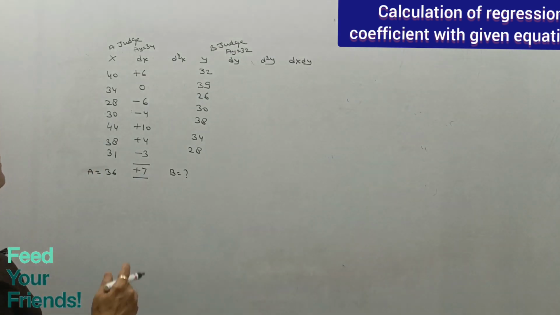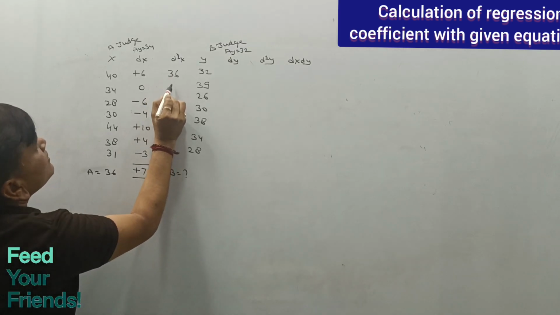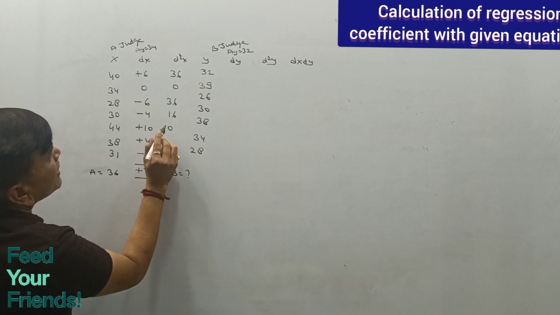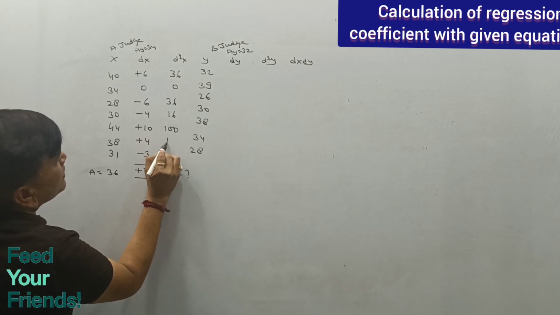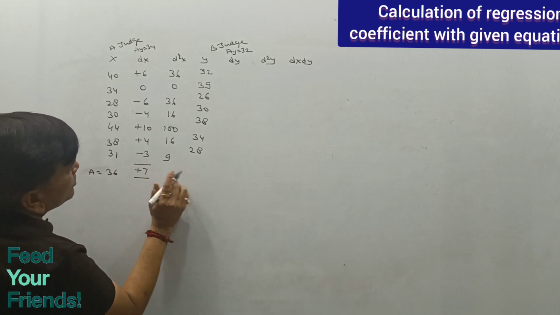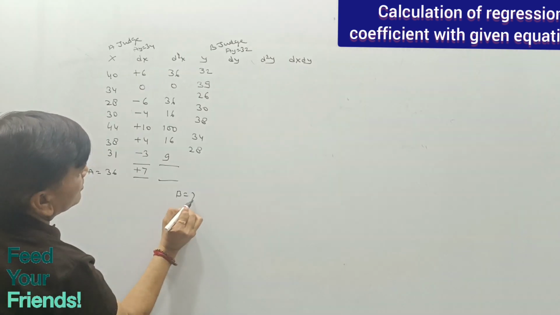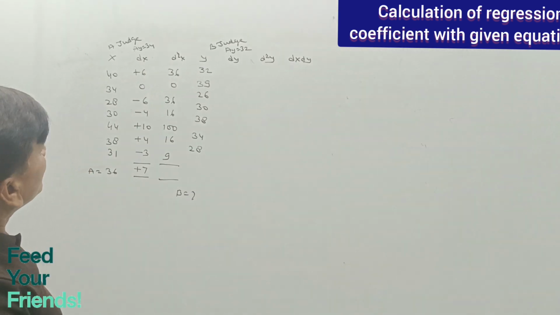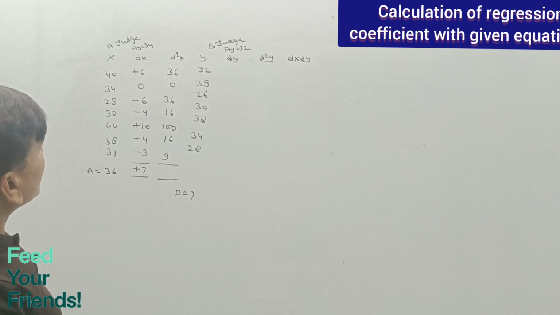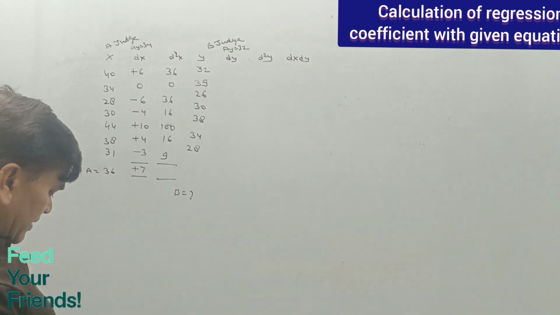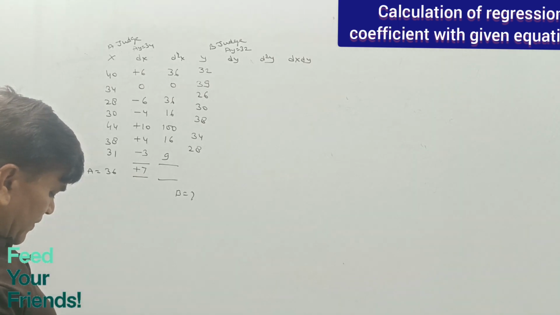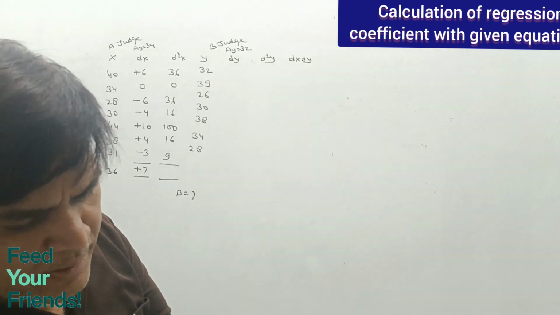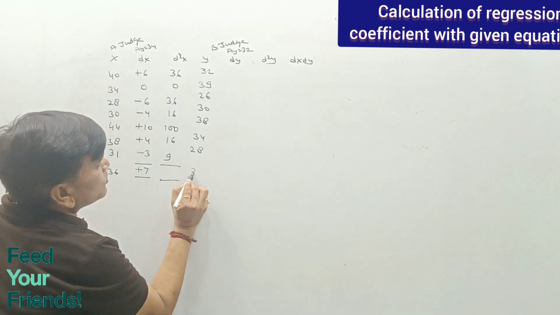Now the squares are 36, 0, 36, 16, 100, 16 and 9. So the addition of this: 36 one time, 2 times, then 16 one time and 2 times, 100 one time, and 9 one time. So 213. Okay, so this is 213.